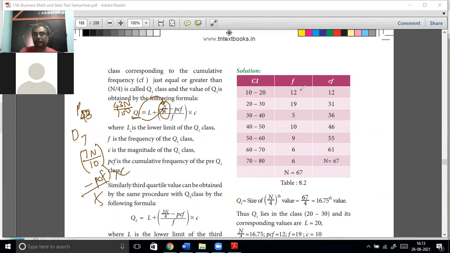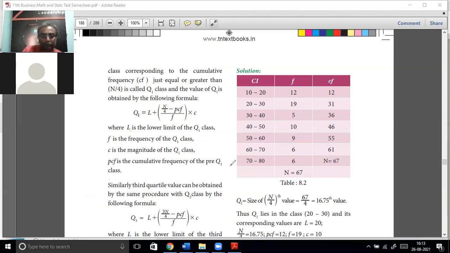Let us see one problem now. For Q3, what is changing? Only one thing is changing. This 3 alone has changed. For Q1, there was only 1 here. Otherwise, the formula remains the same: L plus, and minus PCF by F into C remains the same.